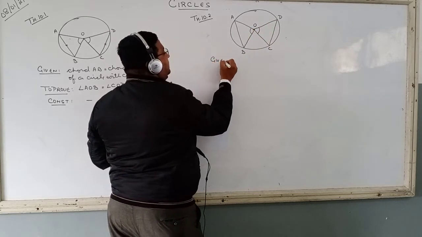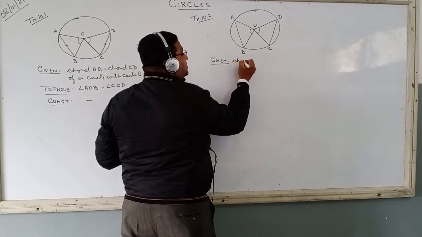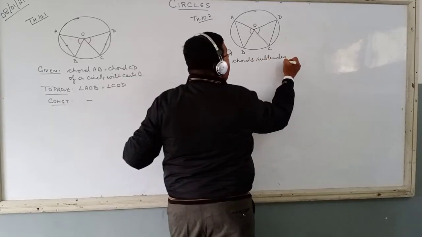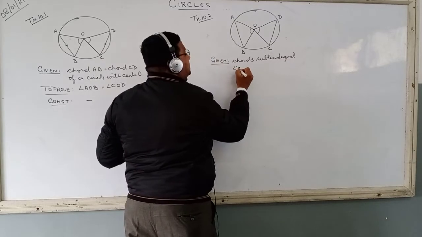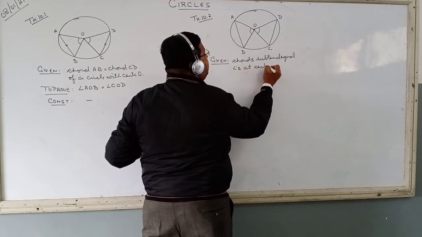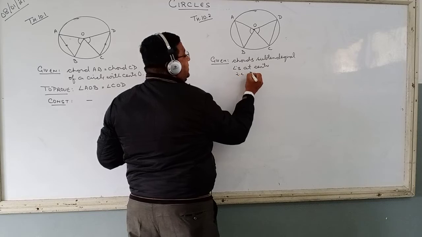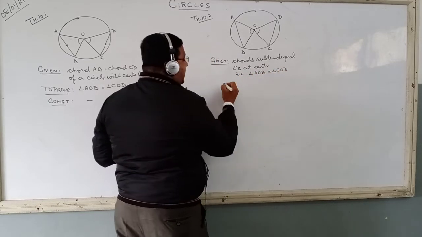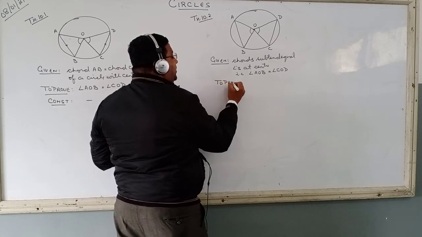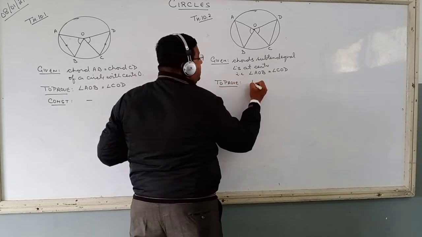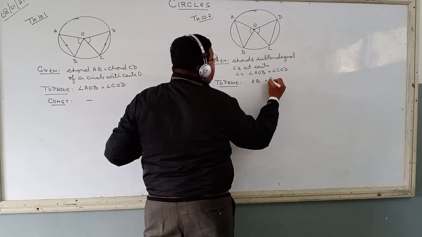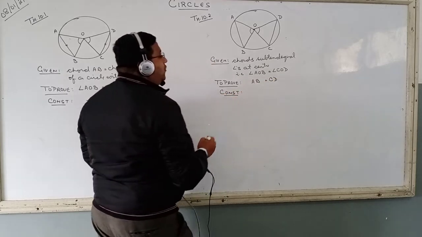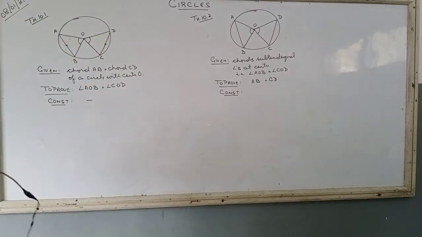What is given? Given chords subtend equal angles at the center. That is, angle AOB equals angle COD. What we have to prove? We need to prove that these chords are equal. We need to prove that chord AB equals chord CD. So check, both these theorems are there on the board for you. They are converse of each other.